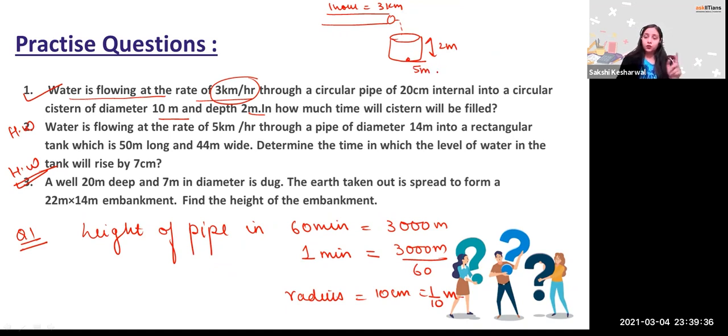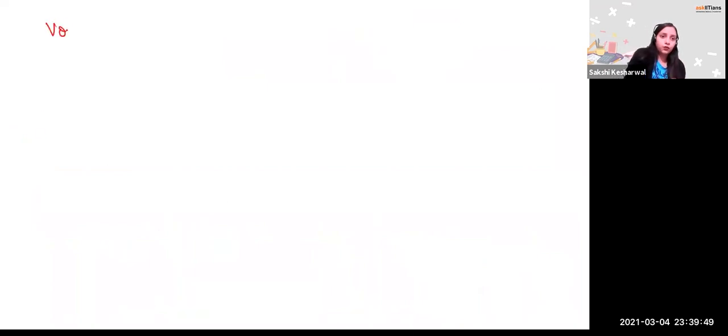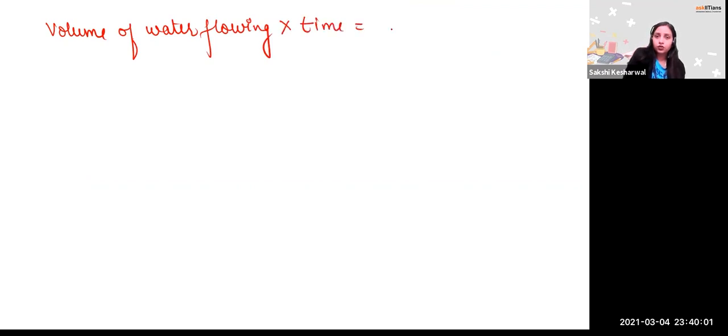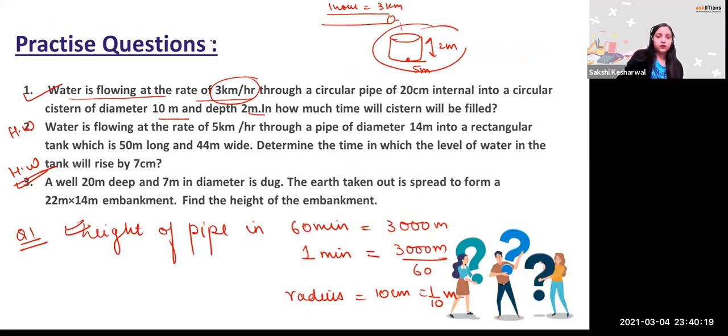So we can say that the volume of water flowing through this pipe in time T is equal to the volume of water in the cistern. Yes or no? The volume of water in the cistern, right? So the volume of the water flowing through the pipe is equal to how much? What is the volume?